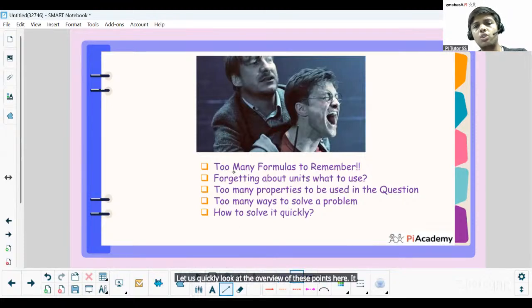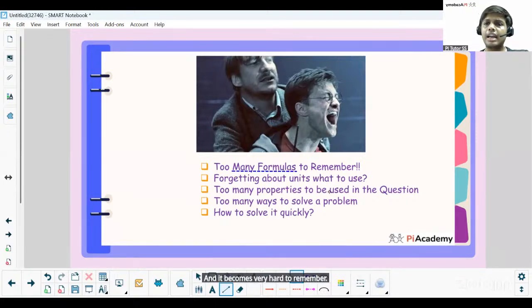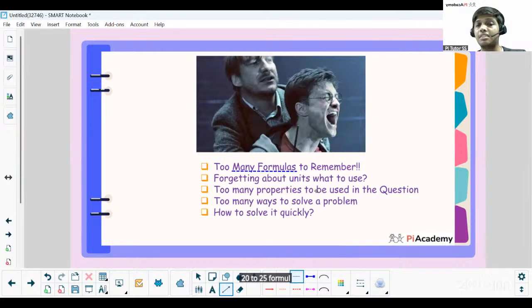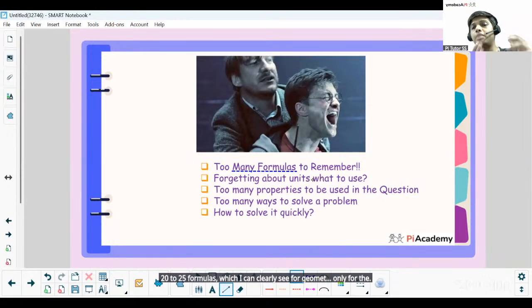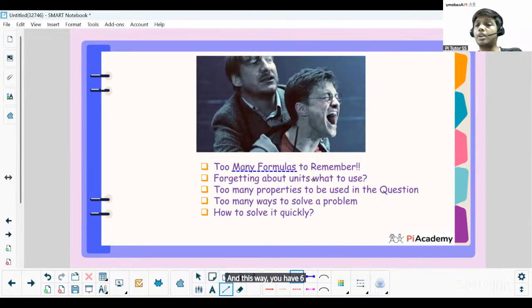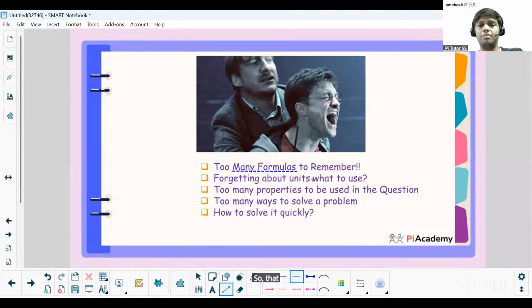It says there are too many formulas and it becomes very hard to remember. And I can certainly agree that there are nearly around 20 to 25 formulas, which I can clearly see for geometry, only for the main topic of geometry and measures. I will be able to find out there are 25 to 30 formulas which are present there. And this way you have six main topics. So it is going to take a lot of time to note down each and every formula and then recall it as well. Okay, so that is certainly a major issue.